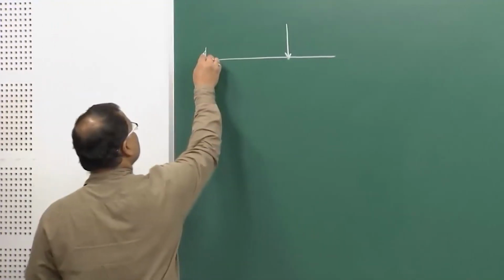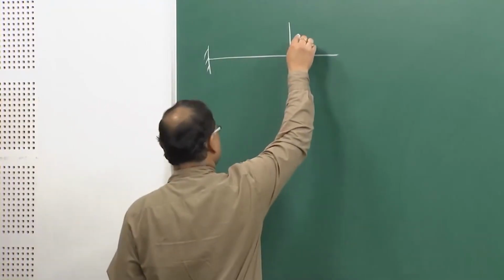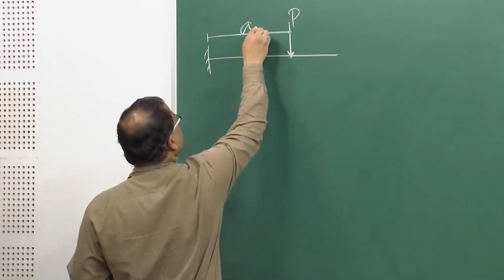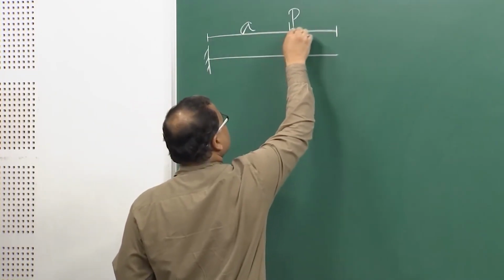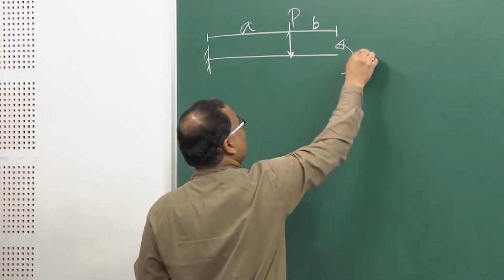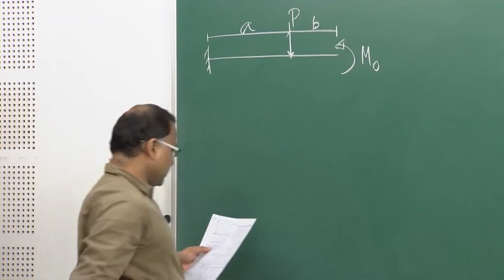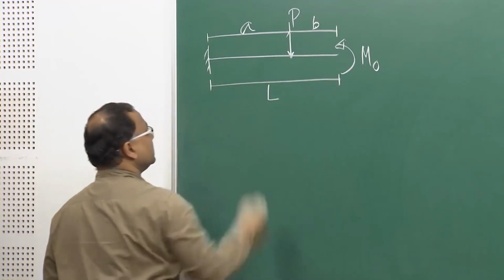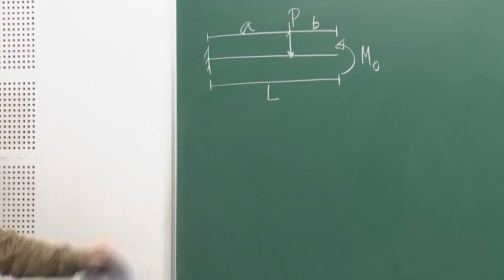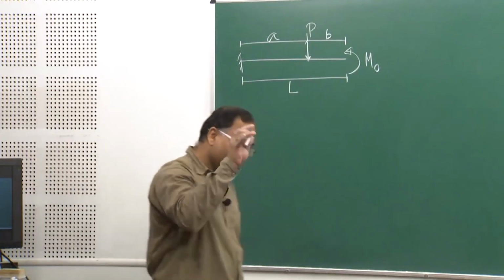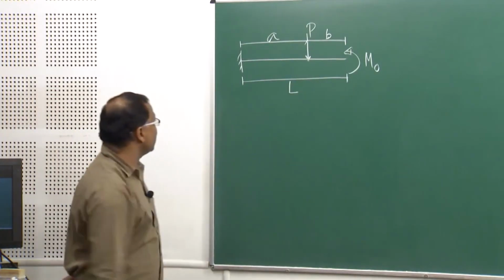So, there is a cantilever beam. You have a force P here. This length is A, this length is B, and a moment M naught is applied at the free end. The total length of the beam is L. This beam has to be solved by using the method of superposition. We are not going to solve it by using the double integration method. So, let us see how we can solve it.